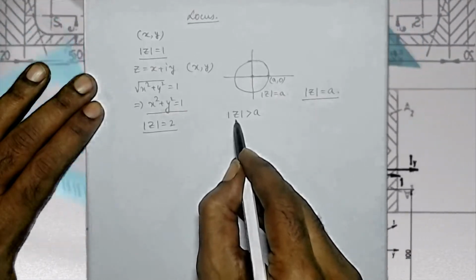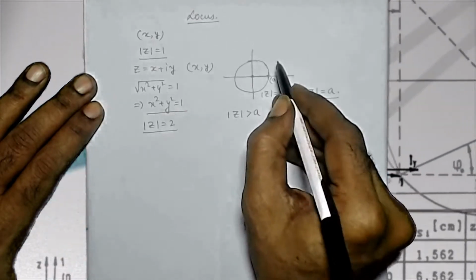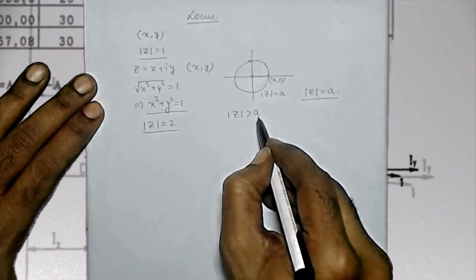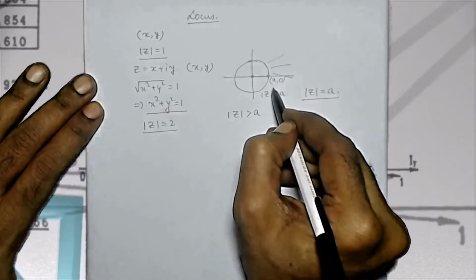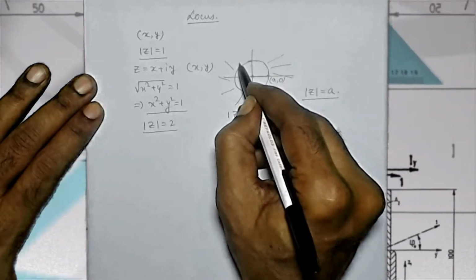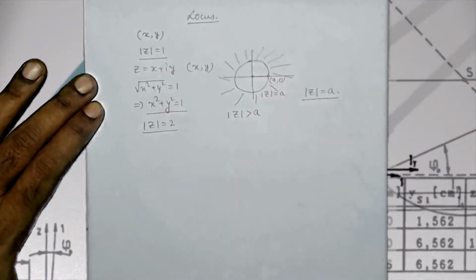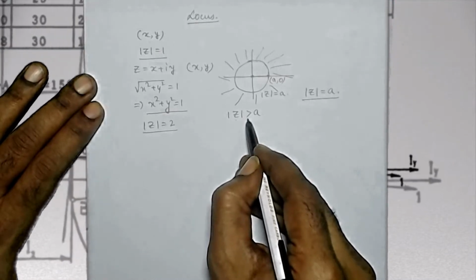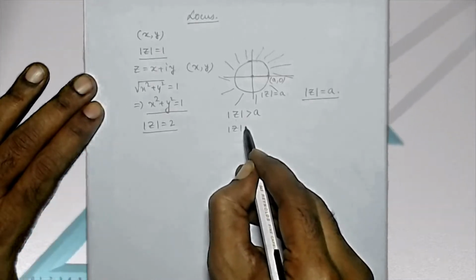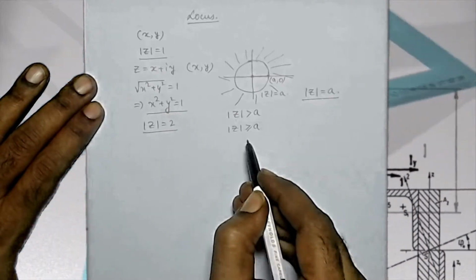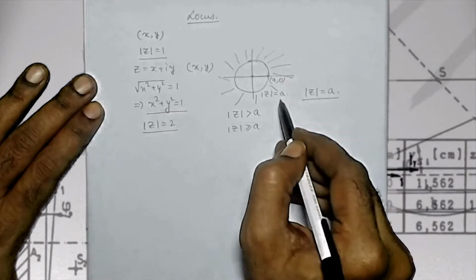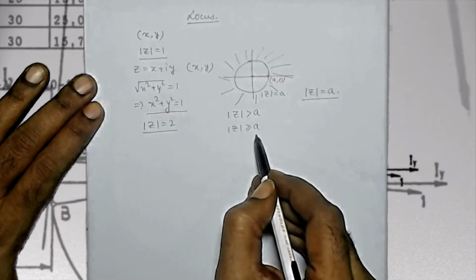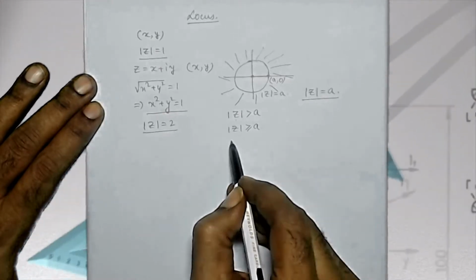Now, z is any point on the Argand plane. So that point lies outside the circle whose radius is a. Yes or no? That is, we are talking about all the region outside the circle, and that is the locus of the point z. It will not touch the circumference of the circle because there is no equal sign over here. If mod z is greater than or equal to a, then the point is lying outside the circle, that's for sure, as well as it will take the points on the circumference of the circle also. Is this concept clear?